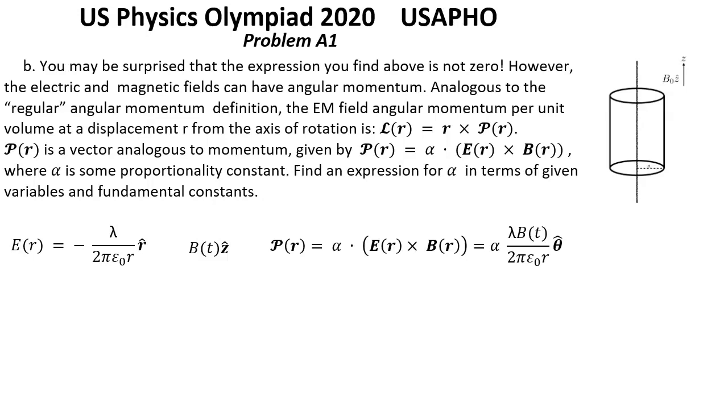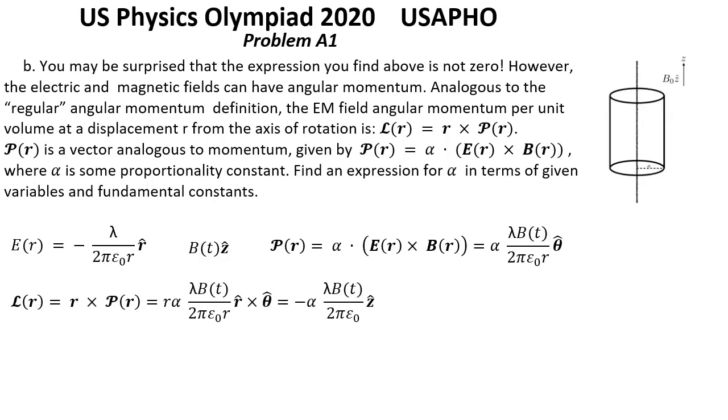And finally, the angular momentum per unit volume is this expression, which is negative alpha lambda B(t) over 2 pi epsilon 0 in the z direction. Angular momentum per unit length we can compute by multiplying this vector by the cross-sectional area, which is pi a squared. That gives this expression.